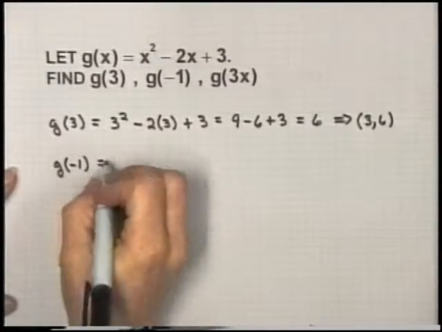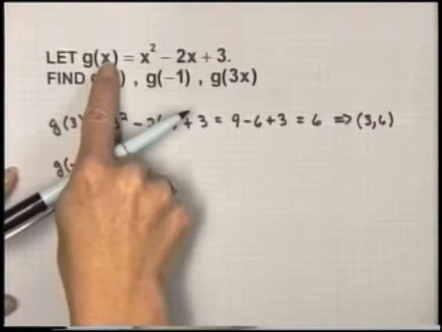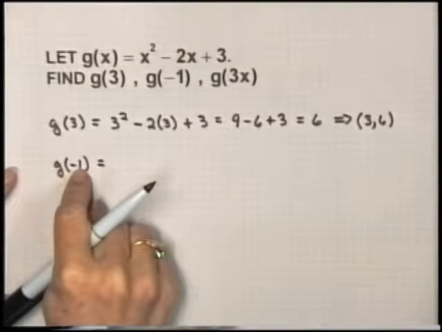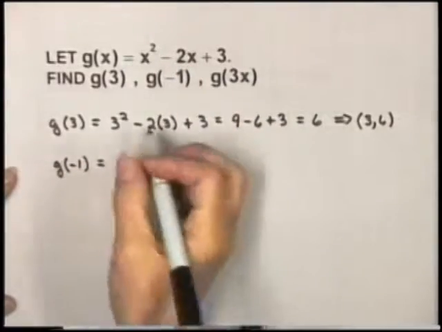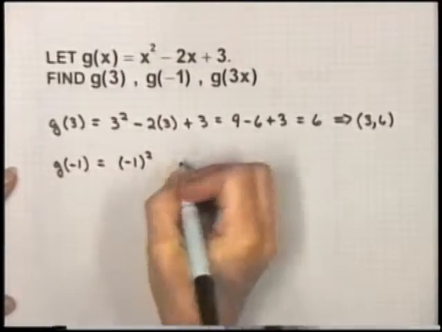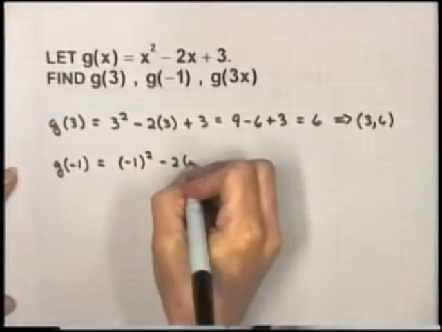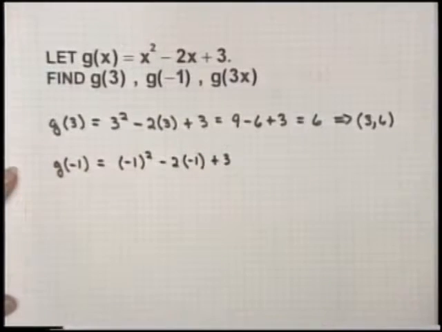Find g of negative 1. In function g, x is being replaced by negative 1. So everywhere we see an x, we're going to put in a negative 1. I will need to be careful here. Negative 1 will be squared minus 2 times negative 1 plus 3.